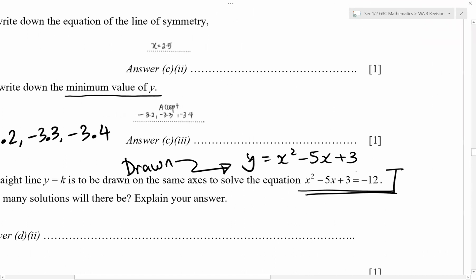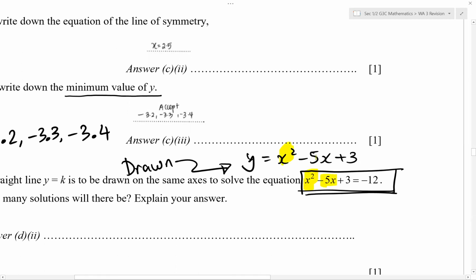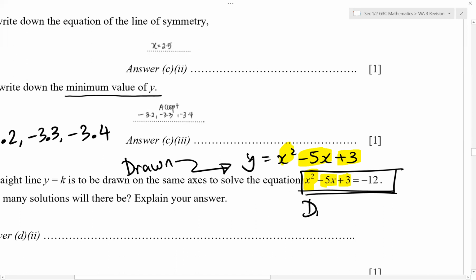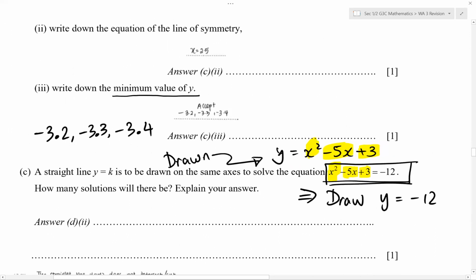Our objective is to make whatever is given to us in this new question look like the equation of the graph that we have already drawn. In this case, very nice to you. They already have it in the same format. So watch. X squared minus 5x plus 3, and then plus 3 on the other side. So nice. In other words, all you need to do is just draw the line. Therefore, draw y equals -12. Okay, draw the line y equals -12.